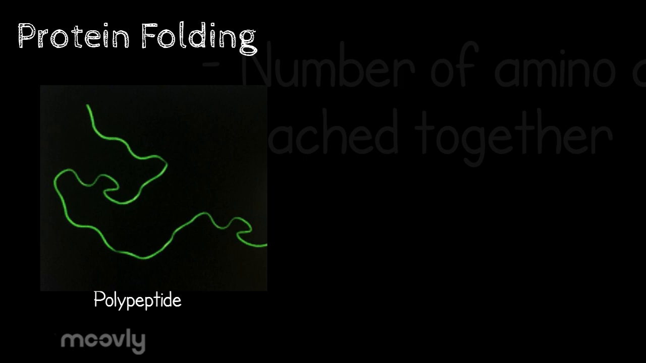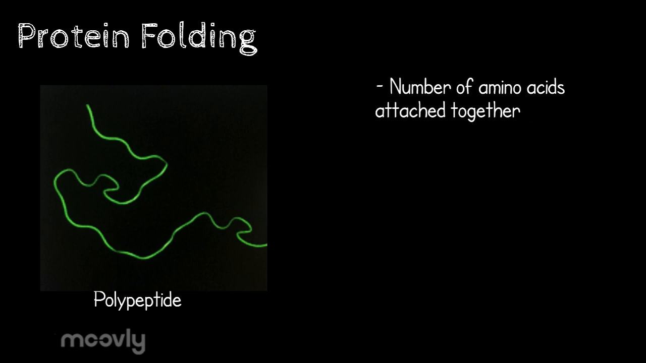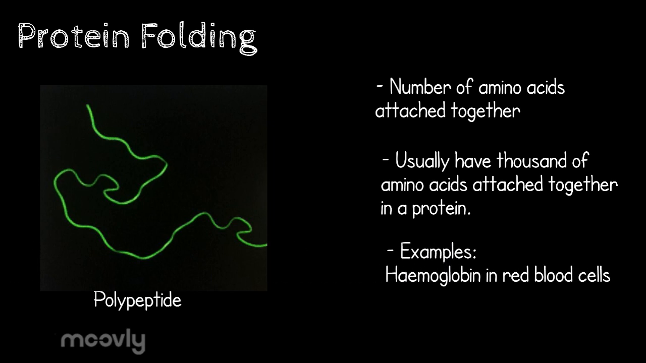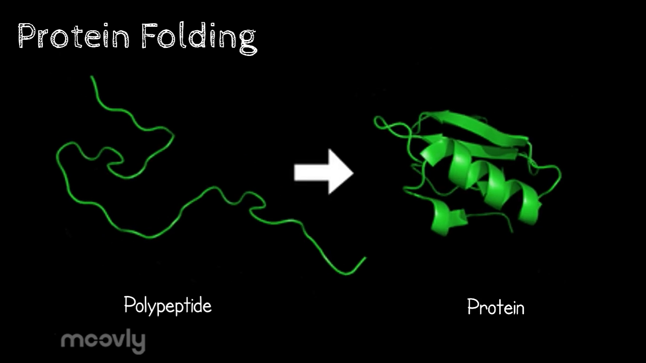This right here will be a polypeptide, which is a number of amino acids attached together. Usually, there will be thousands of amino acids in a typical protein such as hemoglobin, which is found in our red blood cells. So what will happen next? This will fold into a 3-dimensional shape. Polypeptide is just going to be this sequence of those amino acids, and once it's folded into a specific shape, then we can call it a protein. Next, we will talk about the levels of structure in a protein.